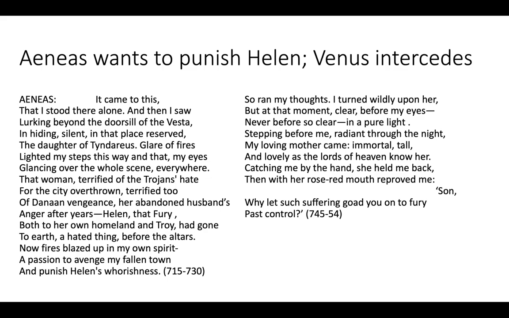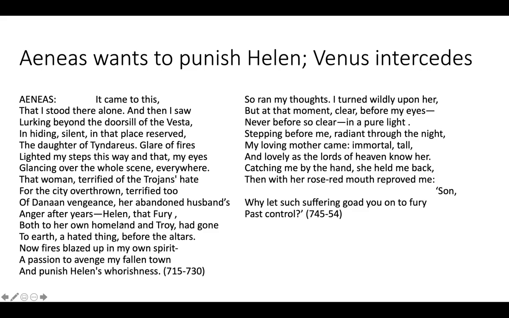That woman, terrified of the Trojans' hate for the city overthrown, terrified, too, of Danaan vengeance, her abandoned husband's anger after years. Helen, that fury, both to her own homeland and Troy, had gone to earth, a hated thing before the altars. Now fires blazed up in my own spirit, a passion to avenge my fallen town and punish Helen's whorishness.